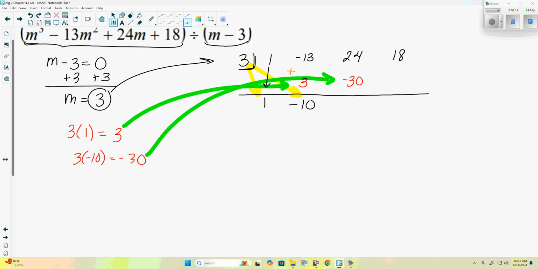And then we're going to add straight down again. Yes, we're going to add all the way across. For synthetic division, we add straight down. So it's 24 plus negative 30, which is really 24 minus 30. Negative 6. Questions on this here? We feel good with this so far?